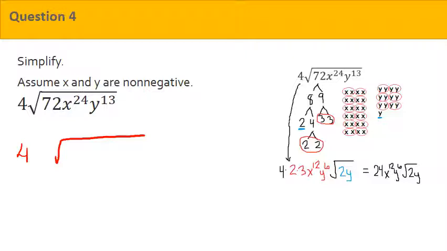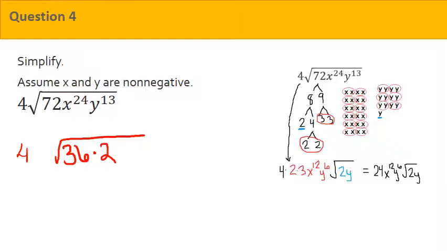We need to think about our perfect squares. Remember, your perfect squares would be like 1, 4, 9, 16, 25, 36, and so on. Let's figure out what perfect square goes into 72. Well, 72 is made up of 36 times 2. Now, 36 is a perfect square. Keep that in mind. 36 is one of those perfect squares I just listed out. We'll simplify it in just a minute.